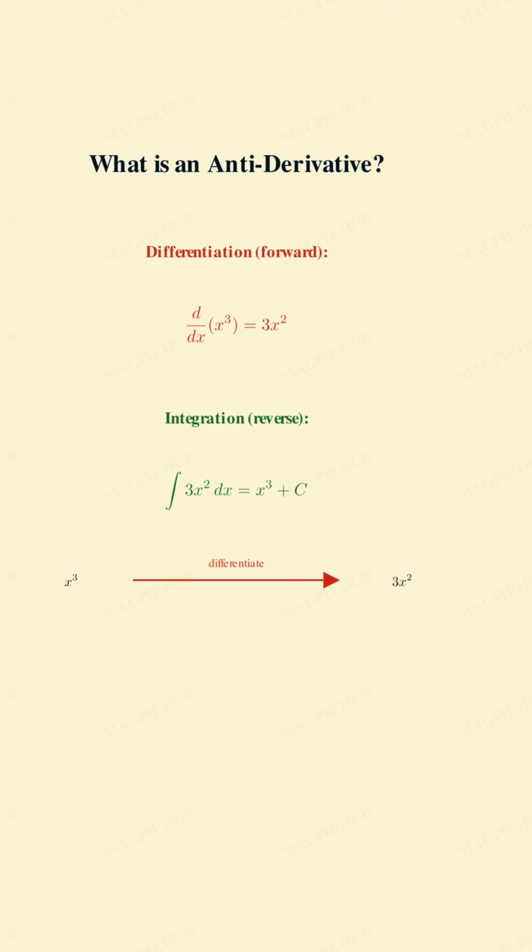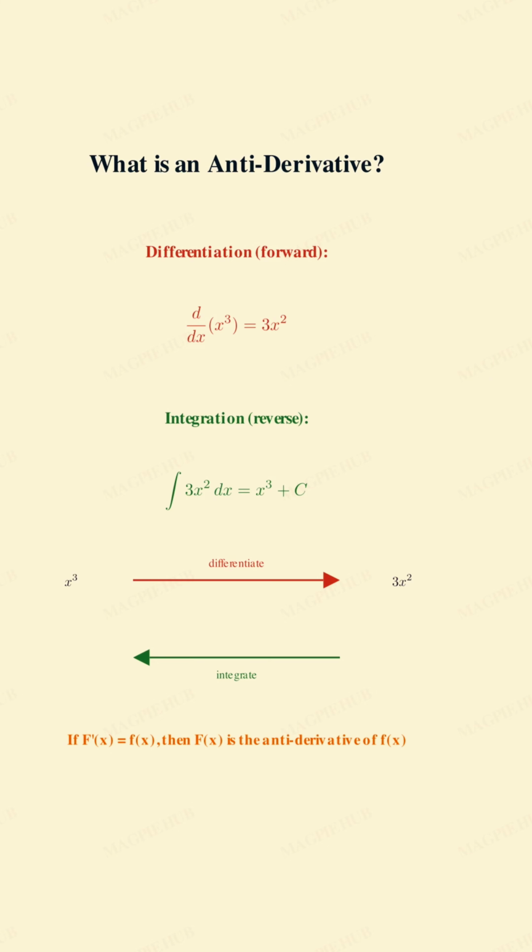What is an antiderivative? You already know differentiation, the forward operation. Differentiating x cubed gives 3x squared. Integration is the reverse operation. If we are given 3x squared and asked, what function has this as its derivative? The answer is x cubed plus c. Think of it as undoing differentiation.